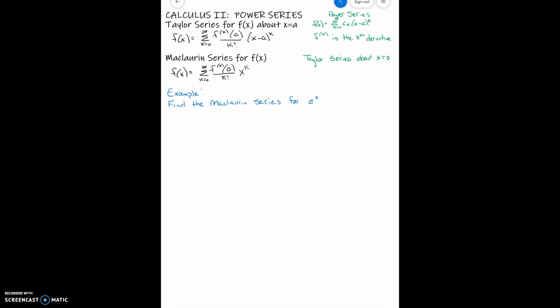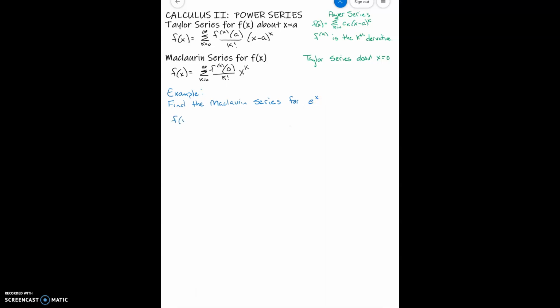I want to talk about power series. I want to go over another example of a Maclaurin series. Remember, the format of a Maclaurin series is that f of x is equal to the sum as k goes from 0 to infinity of the kth derivative of f evaluated at 0 over k factorial times x to the k. And this is just a Taylor series centered about x equal to 0. So let's try the example where we try to find the Maclaurin series for e to the x.